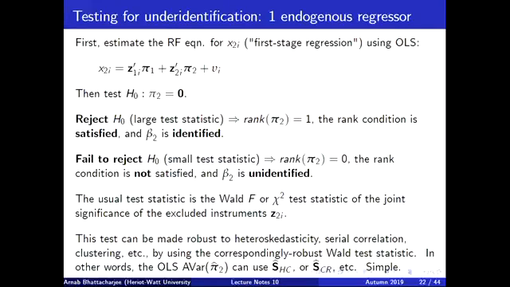The usual test statistic is a Wald F or chi-square test statistic of the joint significance of the excluded instruments, Z2i. That is nice because now we can make this robust to heteroscedasticity and serial correlation with corresponding robust Wald statistics. For the asymptotic variance, we can use heteroscedasticity consistent or cluster robust, etc.